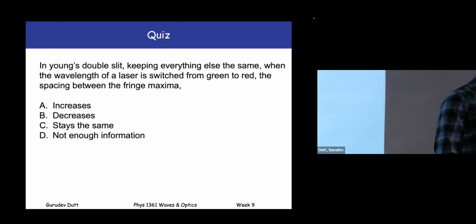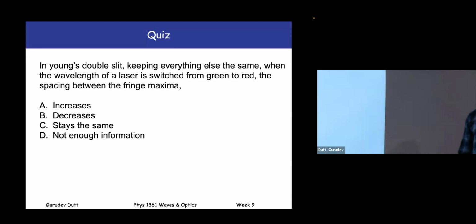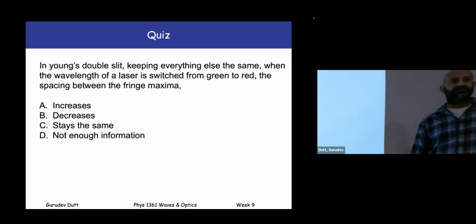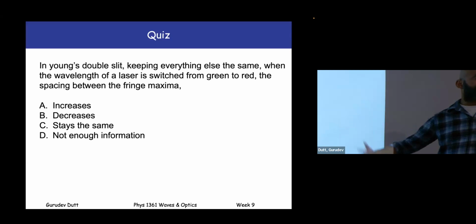Okay. All right, before we finish, I just thought I would make sure everybody is following this. So let's just quickly think about this for a minute, and then I'd like to hear your answers before we finish for the day. So suppose in Young's double slit experiment, I kept everything else the same, the slit size and the distance to the screen and everything, but I just switched the wavelength from green to red. If I were to compare the spacing between the fringe maxima in the first case to the spacing between fringe maxima in the second case, from green to red, will it increase, decrease, stay the same, or I haven't given you enough information?